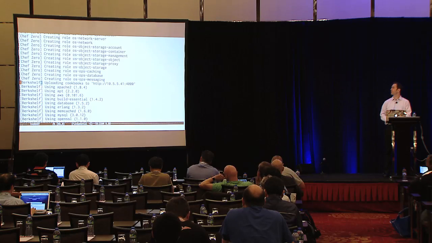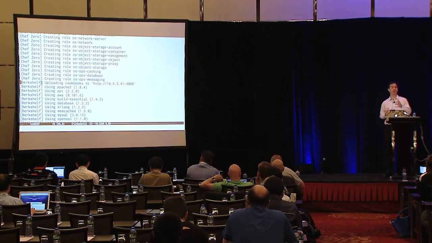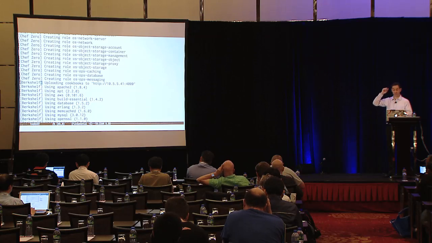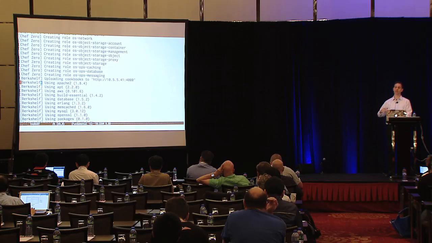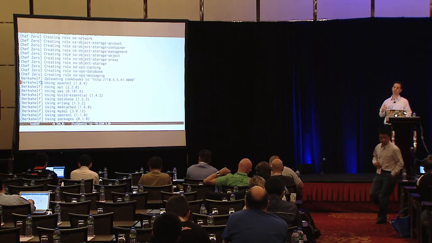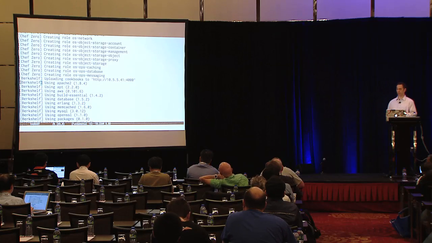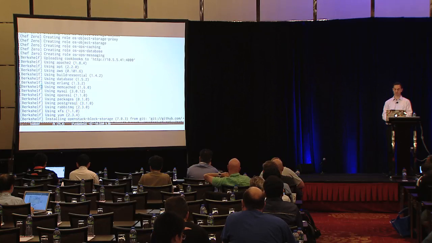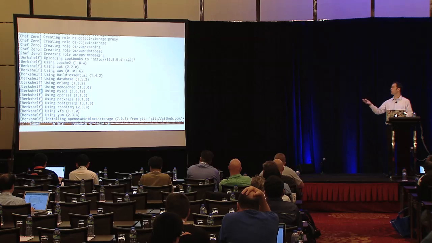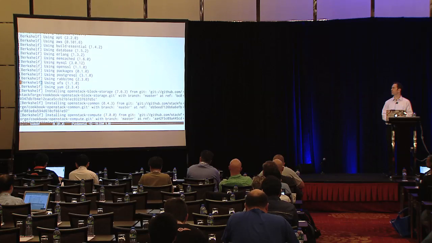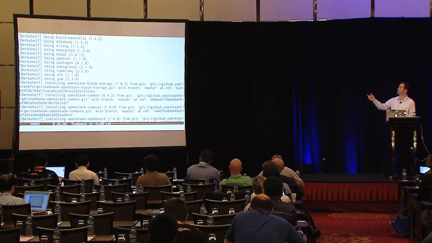And then it says, hey, I got all the roles, I got all the environments. Next, the Berkshelf plugin is going to say, hey, I'm going to upload all the cookbooks that are in use here to the Chef server. These are all the dependencies that OpenStack needs to run. So the Apache cookbook, the apt cookbook, the AWS cookbook, which is a dependency of MySQL, so you can run MySQL on AWS. It doesn't get used, but it gets uploaded. Build Essential for building things from source, the database cookbook, the Erlang cookbook, which is used by Rabbit, Memcache, MySQL, OpenSSL, packages isn't used anymore, Postgres, Rabbit, XFS, Yum.